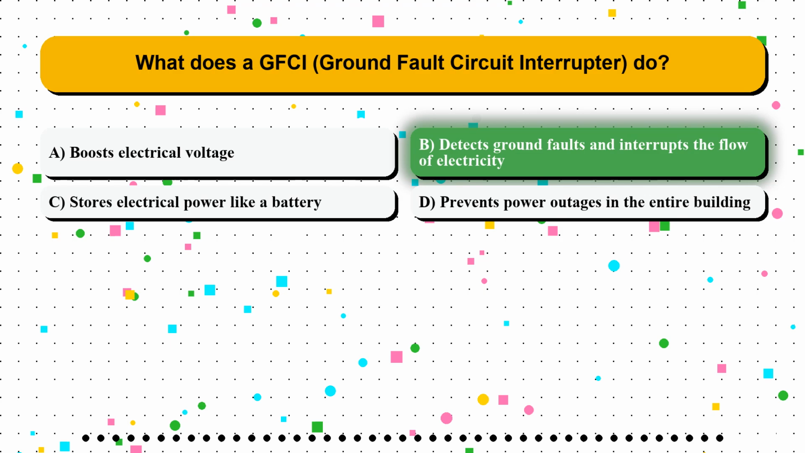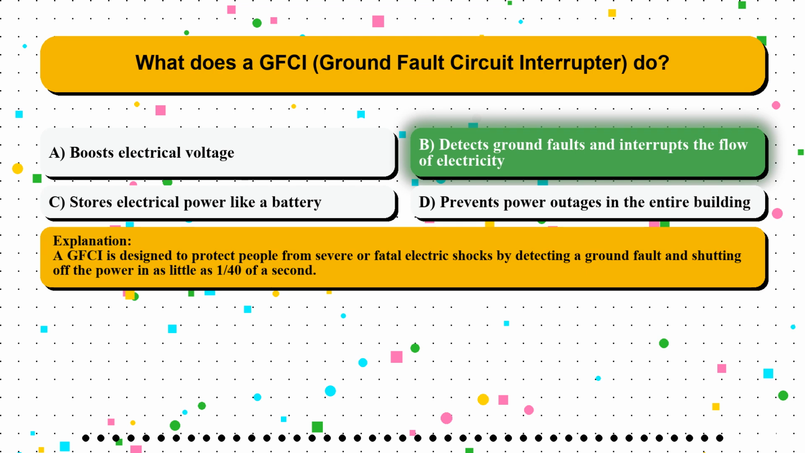The correct answer is option B, detects ground faults and interrupts the flow of electricity. A GFCI is designed to protect people from severe or fatal electric shocks by detecting a ground fault and shutting off the power in as little as 1/40th of a second.